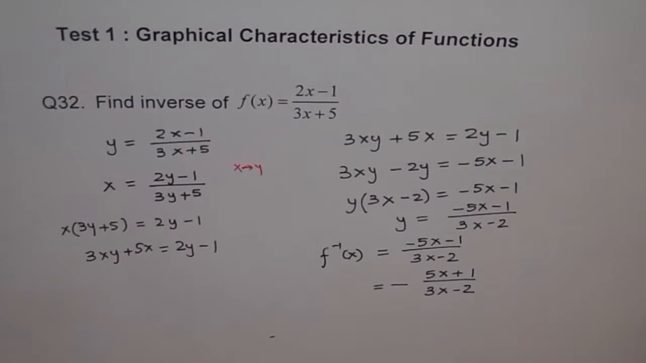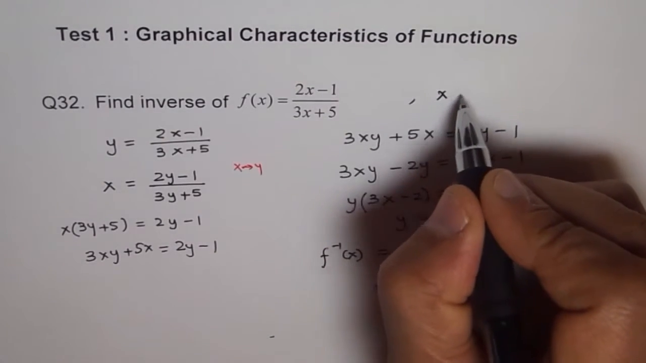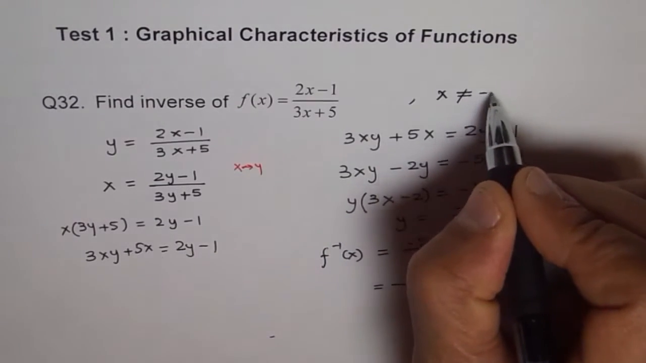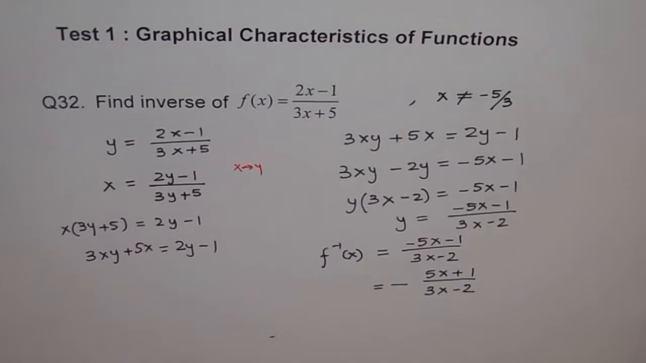Okay. Note one thing: whenever you're given a function like this, you should always write your restrictions. And the restriction here is that x is not equal to minus 5 over 3, correct? Is that okay? So x is not equal to minus 5 over 3 in our domain, correct?